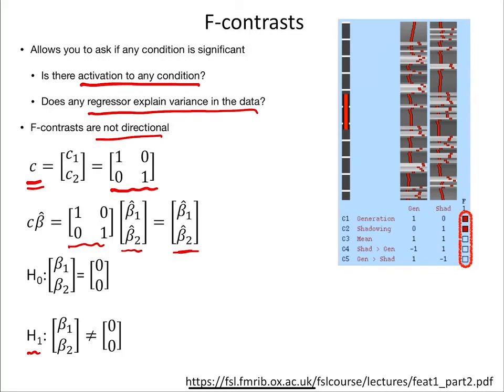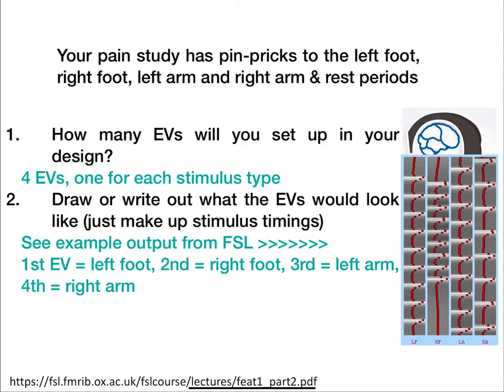Okay, but it turns out that there are different ways of becoming significant. As I said, it could be that beta 1 is really different from 0, and beta 2 is not that different from 0. I could still have a significant F statistic. Okay, so let's take a look at an example. This is going to set us up for our next exercise. In this case, we have 4 explanatory variables. So we have left foot, left arm, right arm. Okay, and so these are the regressors for the different conditions. And this is what the design matrix looks like.